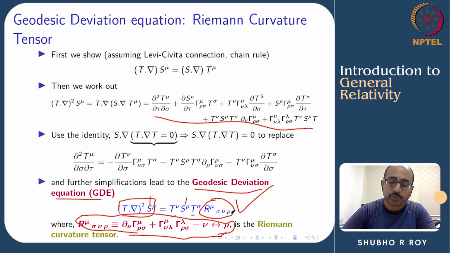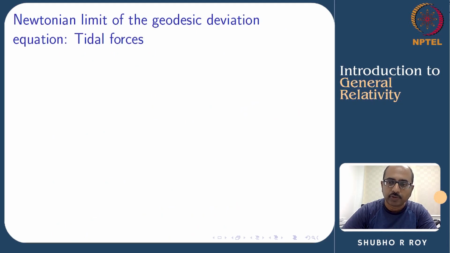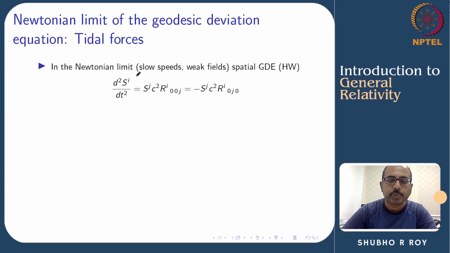In fact, components of the Riemann tensor will represent tidal forces. Let's take a Newtonian limit of this equation. Remember, the Newtonian limit is actually a double limit in which we first take slow speeds, that is, the particles move at a speed much less than the speed of light. And secondly, I assume that the fields are very weak, so we can take a linearized approximation.